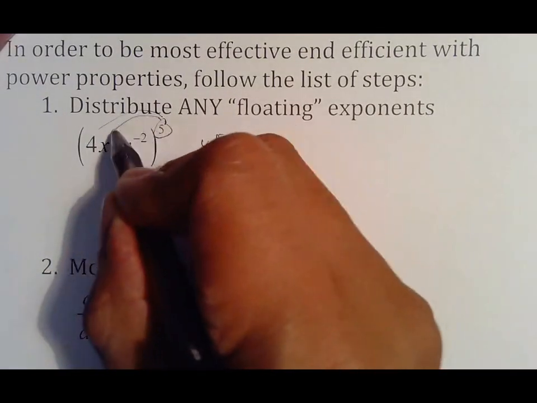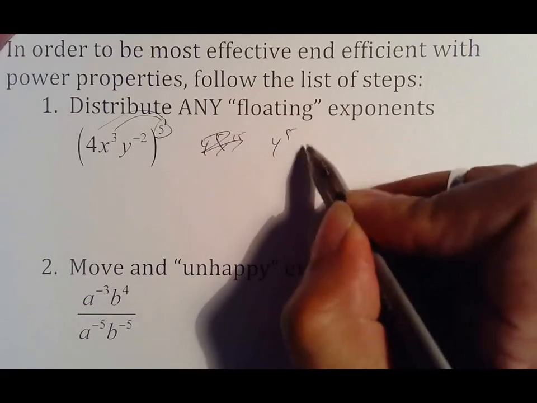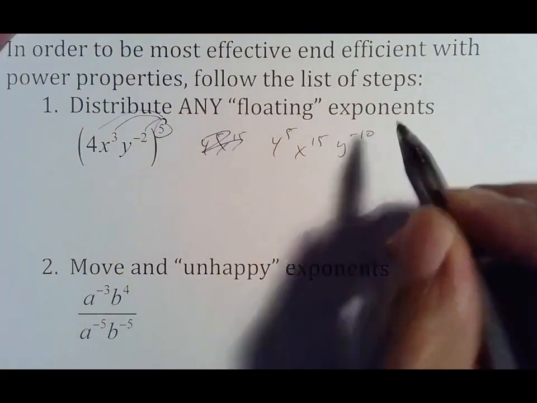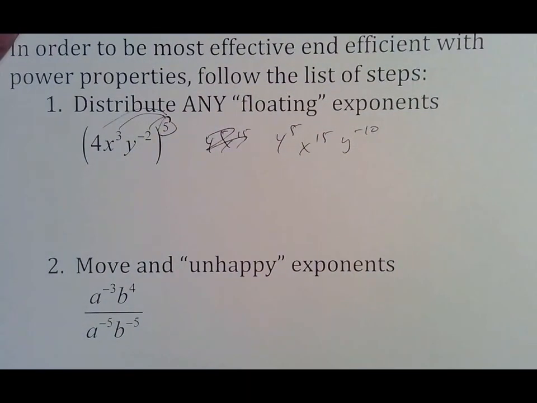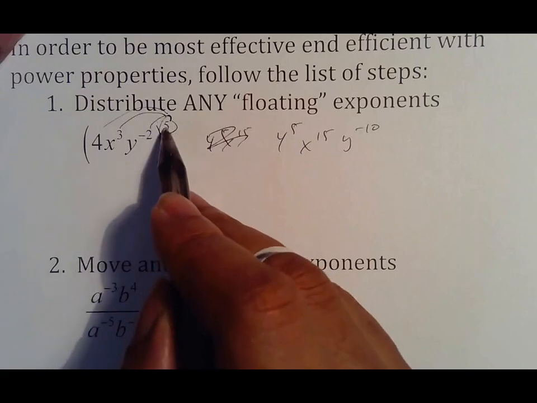4 to the 5th, x to the, sorry, I'm writing crazy. 4 to the 5th, x to the 15th, y to the negative 10th. And then from there, you can look and see that y wants to be moved, and you can go from there. So again, if you see any floating exponents, I would do that first.